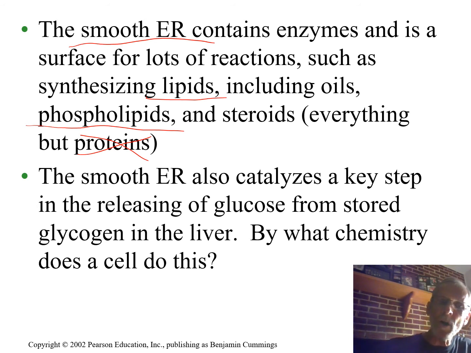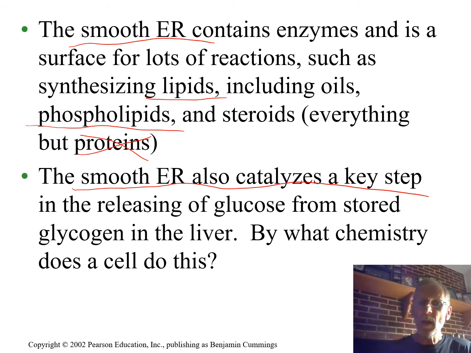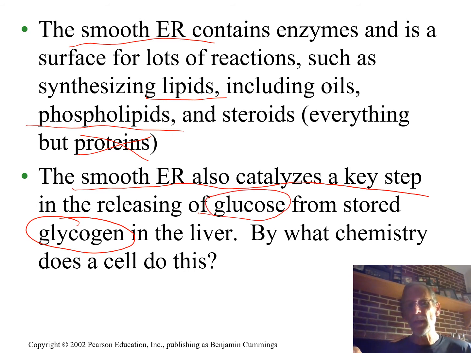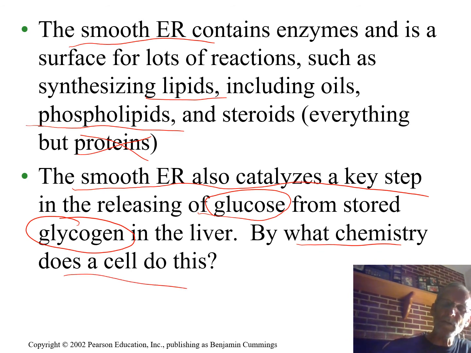And then the smooth ER also has enzymes that help break down glycogen, remember that, polysaccharide, animal starch, into glucose monomers when your blood sugar gets low. And since glucose is blood sugar, by breaking down glycogen and releasing those glucoses, your blood sugar rises. What chemistry is that? Breakdown? Hydrolysis. Good.